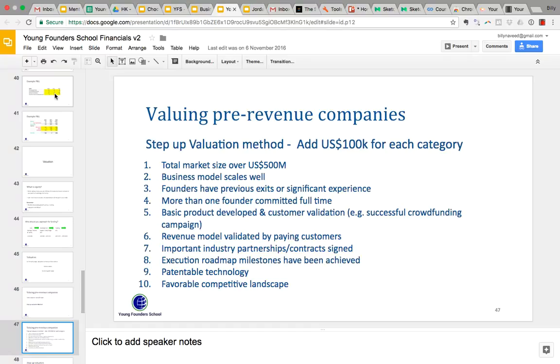The step-up valuation basically adds $100,000 into your valuation for each of the categories that you can tick here. It's a long list, but effectively it's how much of a moat do you have, how much experience do you have, are you committed full time? And every time you tick a yes, it makes the company more valuable.